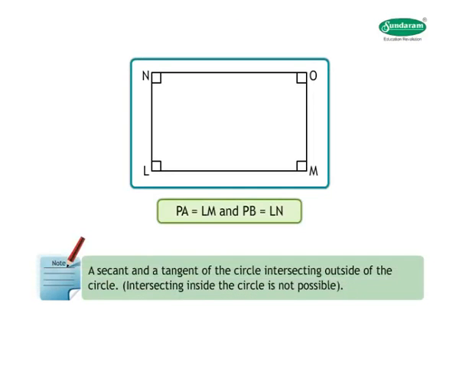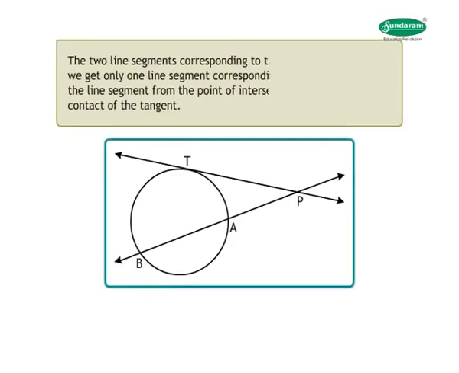Note that instead of two intersecting secants, we may also consider a secant and a tangent of the circle intersecting outside of the circle. Intersecting inside the circle is not possible. Then the two line segments corresponding to the tangent coincide, and we get only one line segment corresponding to the tangent, namely the line segment from the point of intersection to the point of contact of the tangent. In the figure, the line segment corresponding to the tangent PT is segment PT.